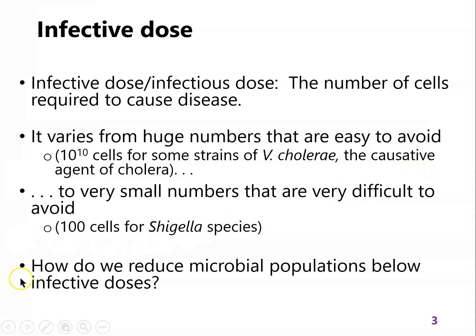And so then the question becomes, really, how do we take bacterial populations and decrease them below the infectious dose? How do we take them below the doses we care about? If we can do that, we're safe from infectious disease. If we can always clean every surface to below the infective dose, we are safe. So this is kind of how we think about cleaning and disinfection.